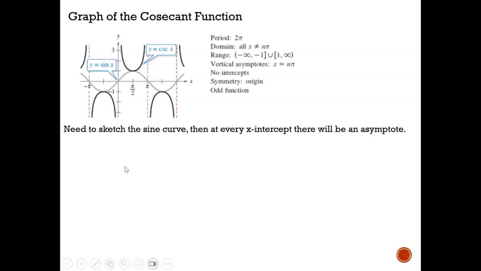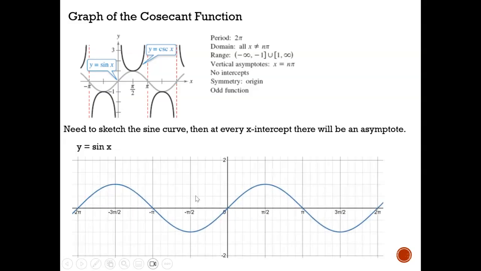Okay. Right. So again, you need to sketch the sine curve. Then at every x-intercept, there will be an asymptote. You see what I just mentioned right now. Here we go, guys. So first, to graph the cosecant, I need to graph the sine wave, right? So again, at every intercept, there's going to be an asymptote. You see there's every intercept, so there's going to be an asymptote there.